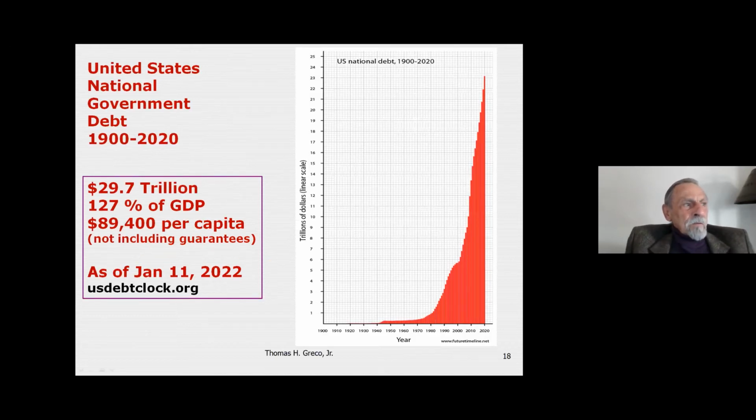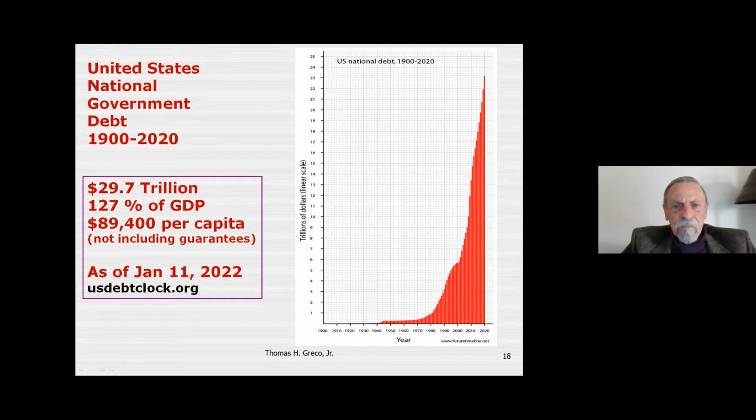So this graphic pretty much tells the story. I've updated the numbers today. On the left, you see currently US government debt is $29.7 trillion. That's about 1.25 times GDP, almost $90,000 per person, every man, woman, and child in the United States. And this comes from the USA Debt Clock.